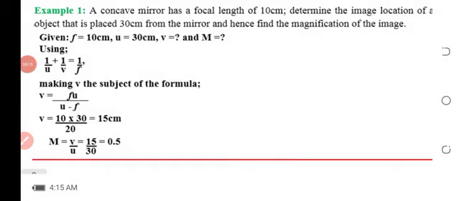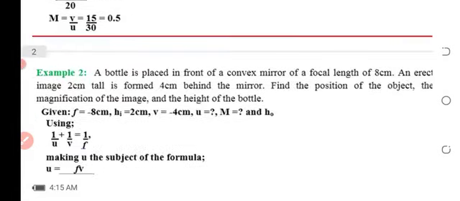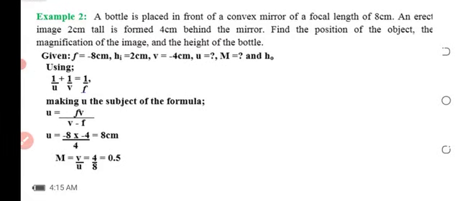Okay, let's go to the second example. The second example says a bottle is placed in front of a convex mirror. This time we're looking at a convex mirror. The first example is about a concave mirror. And the focal length of the convex mirror is 8 centimeters. An erect image 2 centimeters tall is formed 4 centimeters behind the mirror. Find the position of the object and the magnification of the image, and also the height of this bottle.